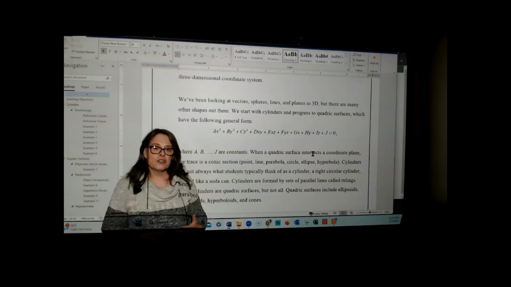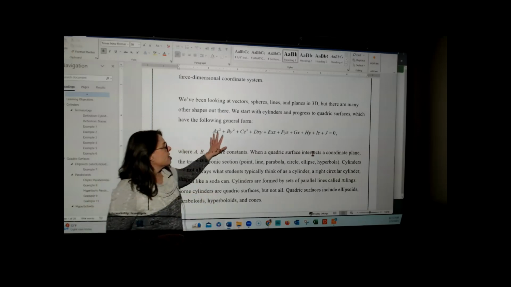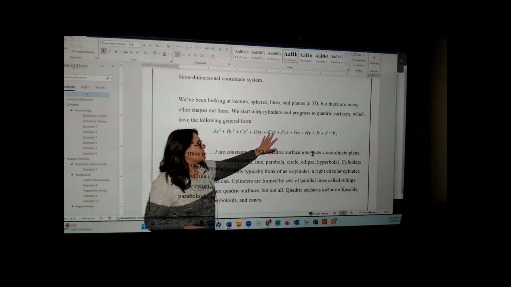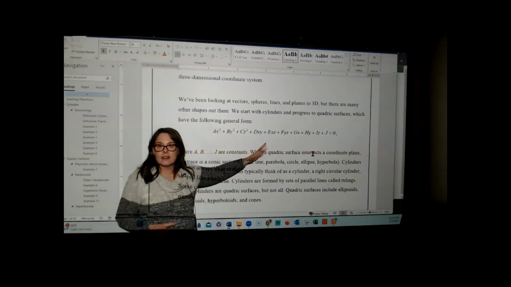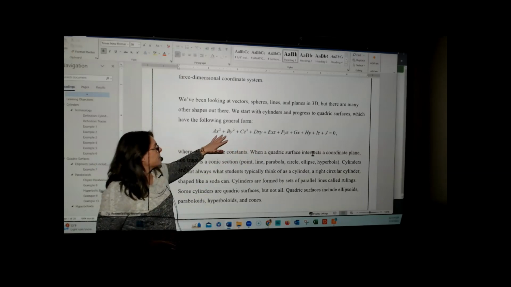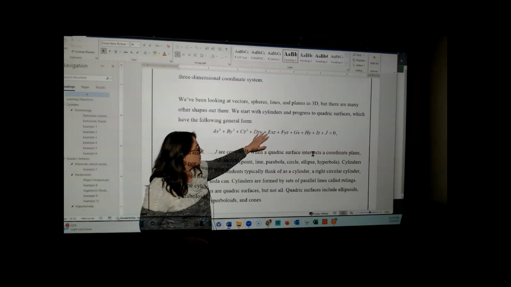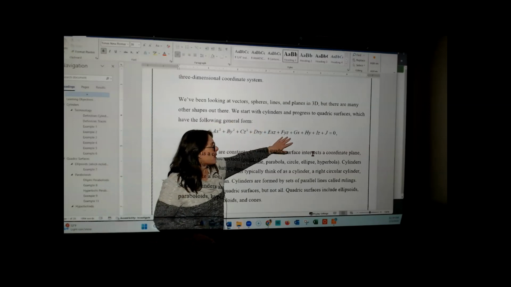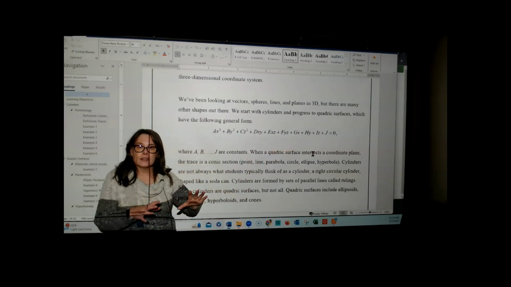Now, a quadric surface is something slightly different. A quadric surface has to be a surface whose form can be written like this. Now, this looks enormously complicated, but basically you have an x squared term, y squared term, z squared term, or the product of x with y, or x with z, or y with z, or x by itself, y by itself, z by itself, and maybe a constant.